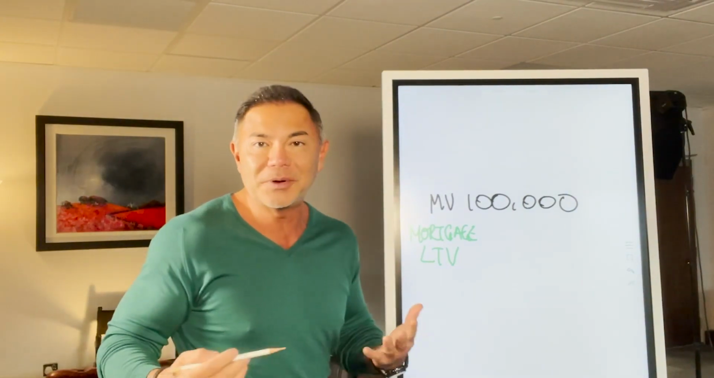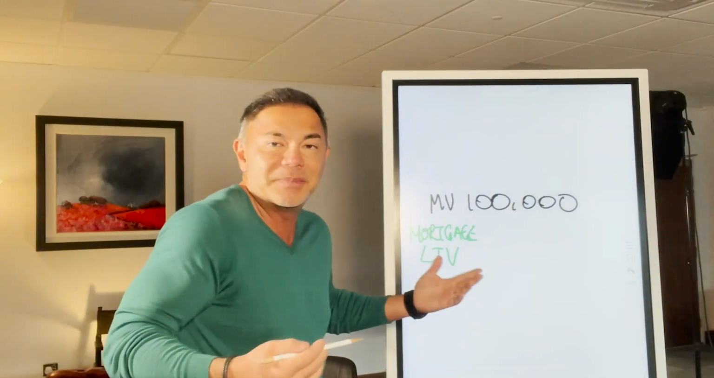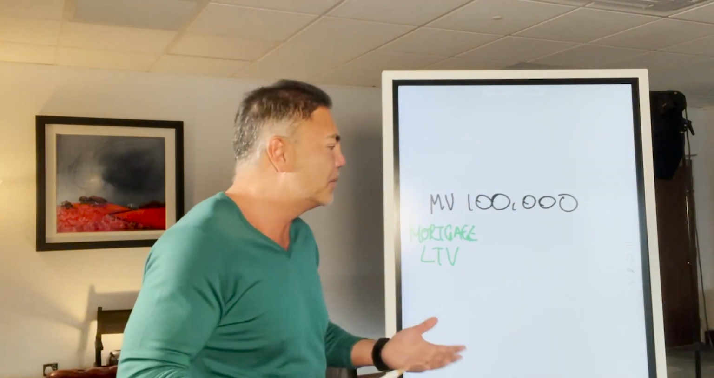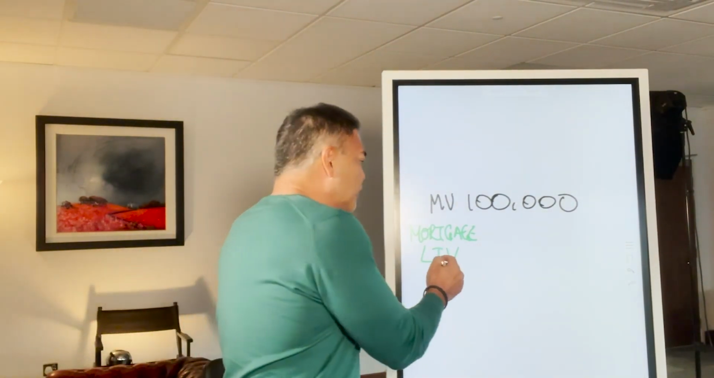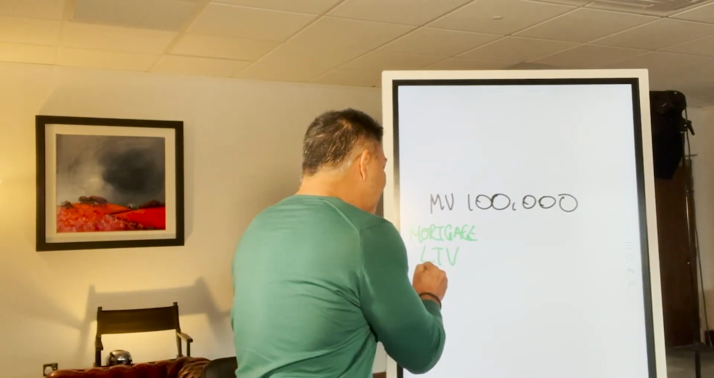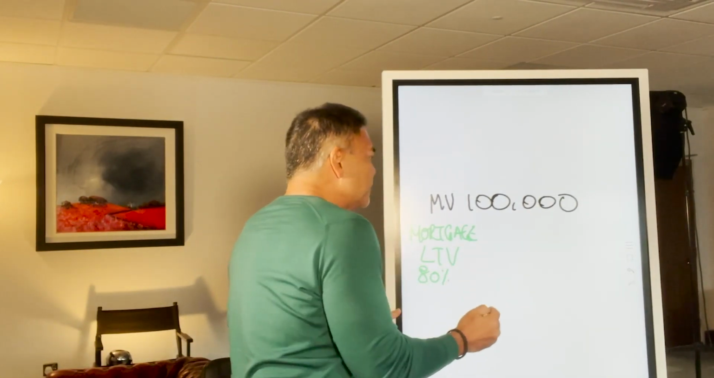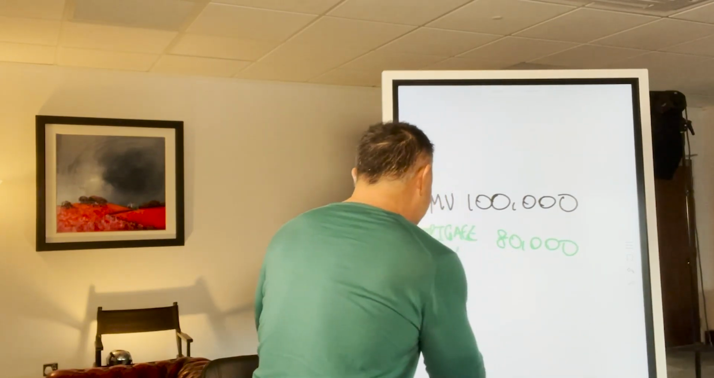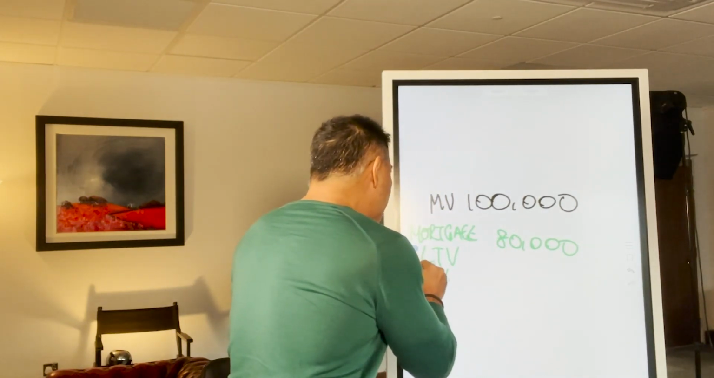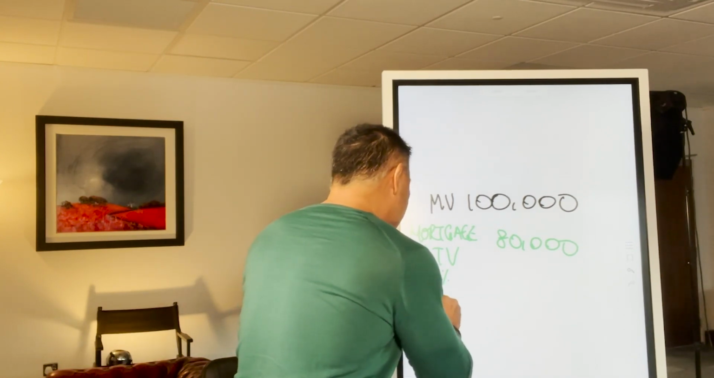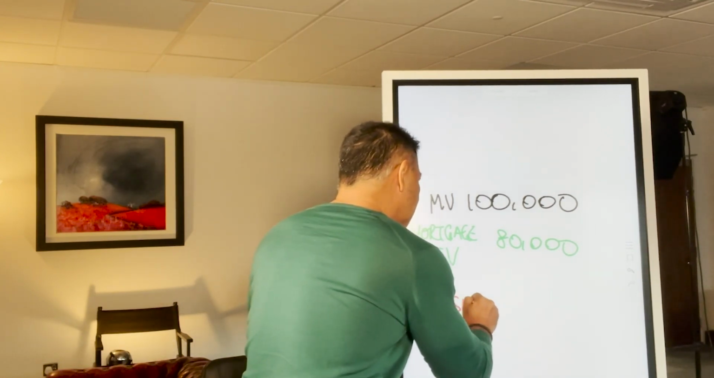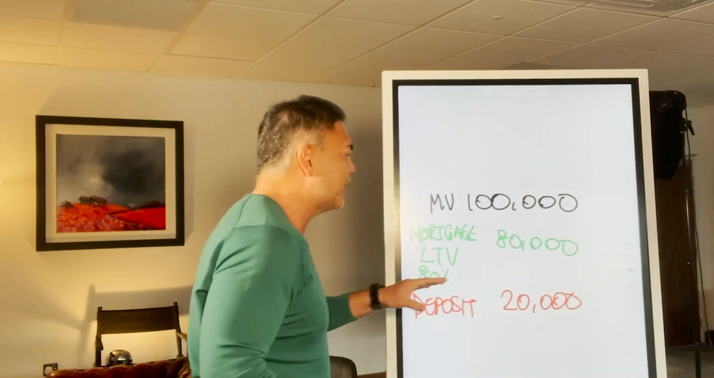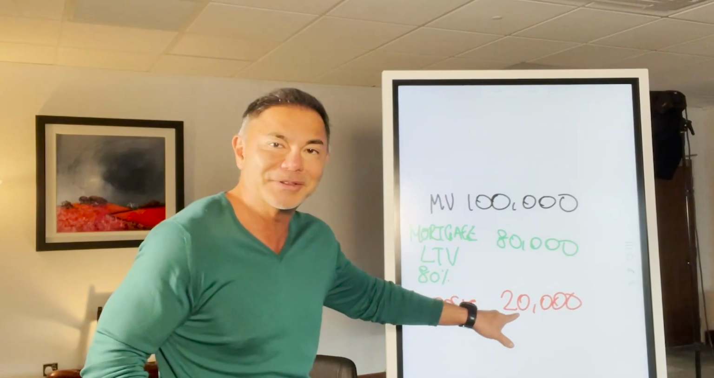So different mortgage products will have different loan to values. And typically, it could be 75% or 80% or even 90% for some residential properties. But let's work on a nice round number of 80%. So that means the mortgage is going to be 80,000. And the deposit of your own money that you put into the deal is 20,000. So now, instead of putting in the 100,000, you're only putting in 20,000.